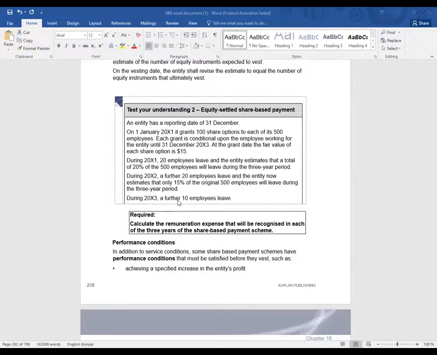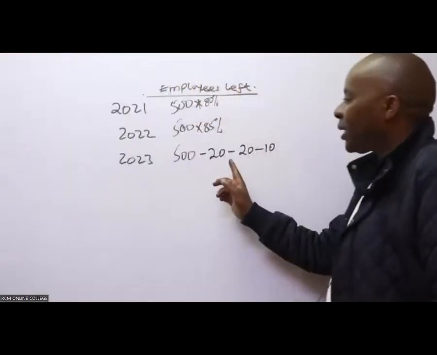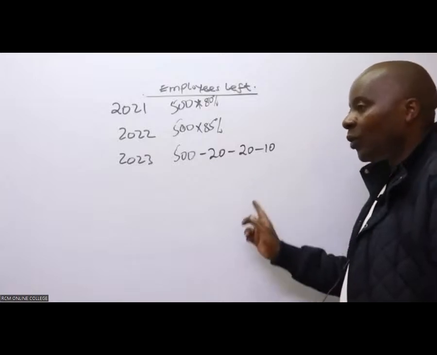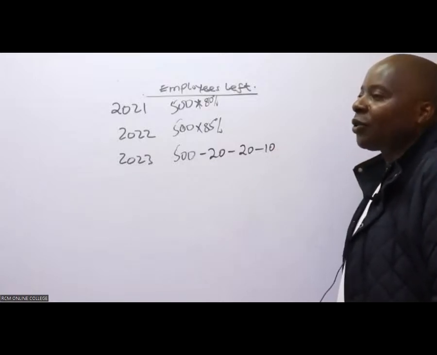So for the year 2023, given that this is our last year, I will look at how many left in 2021. The actual that left in 2021 was 20, so minus 20. In 2022, we also lost 20, and then now we have 10 leaving. So minus 20, minus 10. In the last year, we normally make adjustments for the actuals that left in each year.